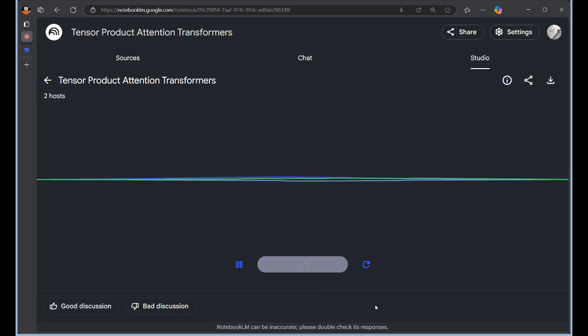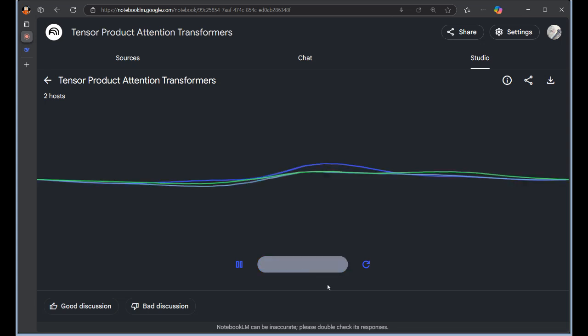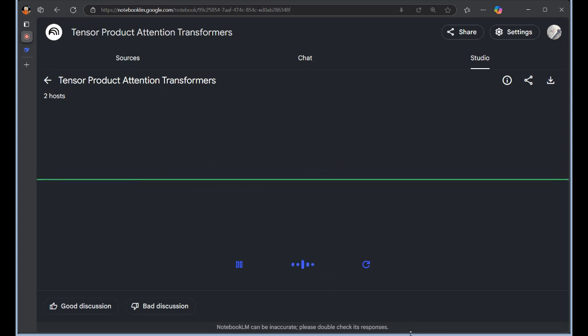Oh, wait. Someone wants to join. Hey, go for it. Hey there. How about the scaling of the TPA? Hey, it's great to hear from you. Yeah, that's an important question you've brought up.